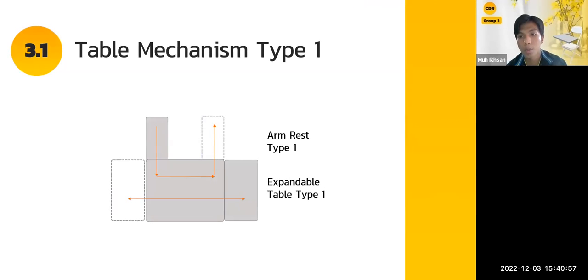So here is table mechanism type 1. For our design later on, we will use this type. In this type, the original form saves space by hiding the expandable table. When students want to use it, they can pull the part out from inside and move it to the left or the right based on their needs. The armrest itself can be adjusted by entering the part inside the table and placing it on the right or left part. If needed, the part can be stored inside the table as well.